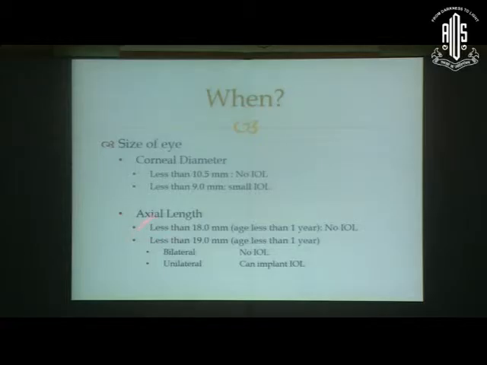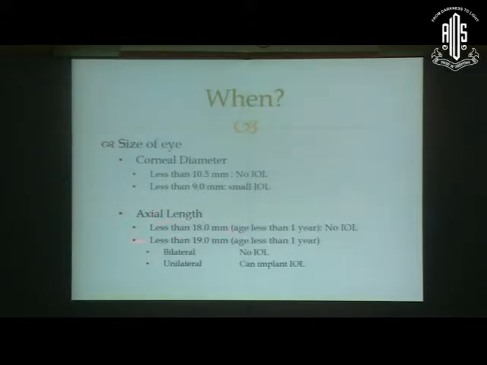Size of eye, this is what I follow. Less than 10.5 millimeter, no IOL. Less than 9 millimeter, a small IOL is available. The haptic size is 10.5, but not as a primary case. So I don't put an IOL if the size of the cornea is less than 10.5 millimeters. This 9 millimeter is only for the cases where you have already operated, the patient is 5 or 6 years of age, and you are planning a secondary IOL. Then you can put a pediatric IOL or a small size IOL, which is available in PMMA.